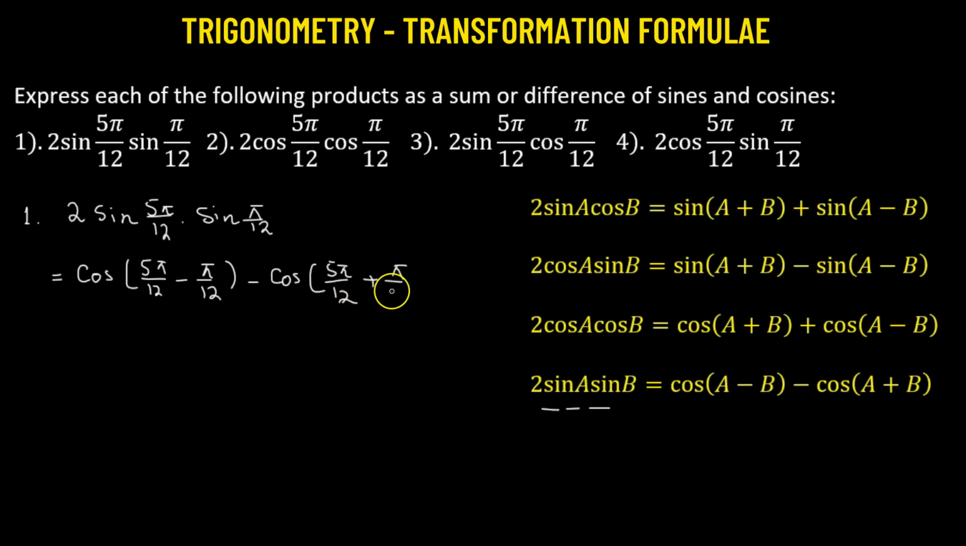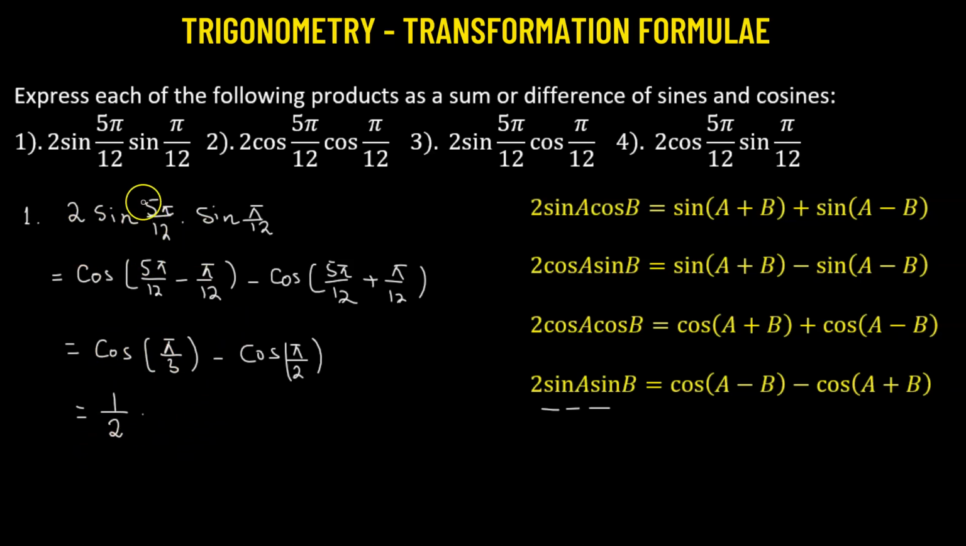pi over 12. So this is going to give us cosine of 5 pi over 12 minus pi over 12, that's 4 pi over 12, or simply pi over 3, minus cosine of 5 pi over 12 plus pi over 12, that gives us 6 pi over 12, and that's simply pi over 2. Fine. So cosine of pi over 3 has a standard value of half, and cosine pi over 2 is equal to 0. So that means the final result is going to be equal to 1/2.